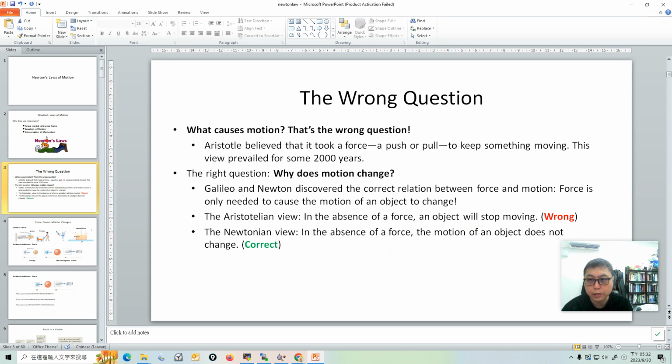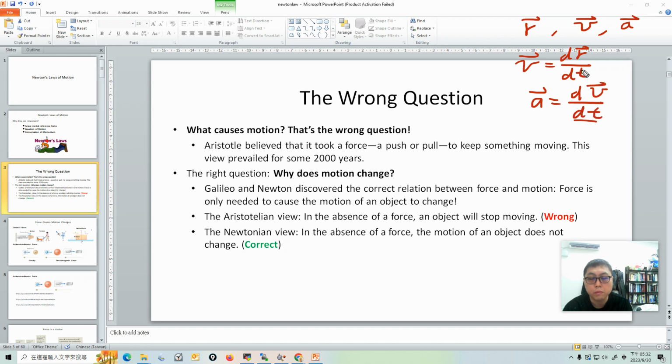So why did Newton give these three laws? Because in the previous section we talked about kinematics, which discusses the relationship between position, velocity, and acceleration. Velocity is the derivative of the position vector with respect to t, and acceleration is the derivative of the velocity vector with respect to t. And in a derivative, the d means change. Change, that's very important.